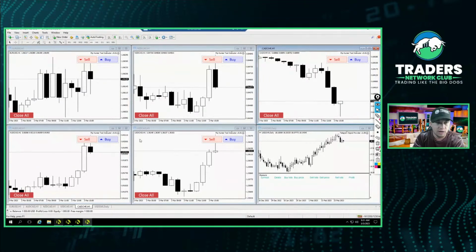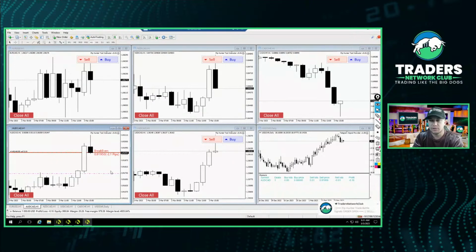So I'm going to go ahead and sell Aussie CAD. And just like that, I'm going to go ahead and click the sell button. And bam, we are in a short position on Aussie CAD. Just like that, very simple using the trading tool that you can get access to by becoming a starter member.